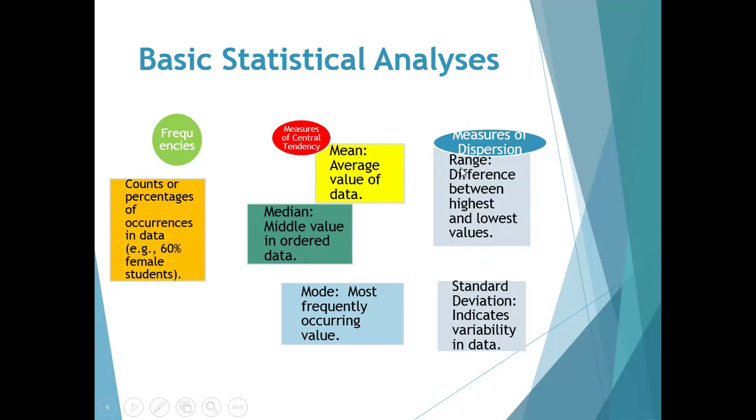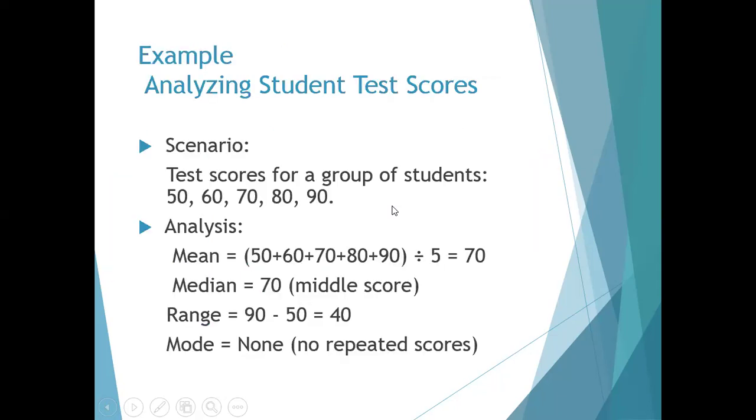Measure of dispersion. Range, difference between highest and lowest values. This is the range, okay? And the standard deviation indicates variability in data, okay? Let's say this is an example, okay? Test score for a group of students. You have 50, 60, 70, 80, 90. Those are the grades, okay?